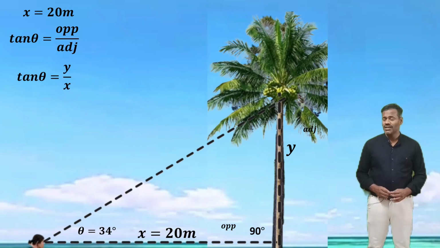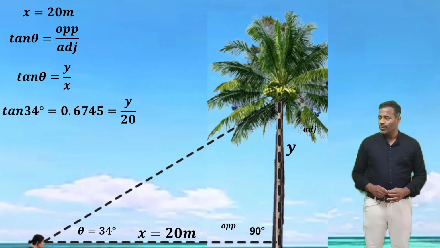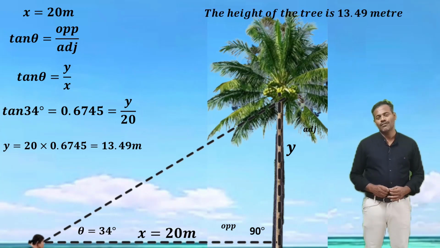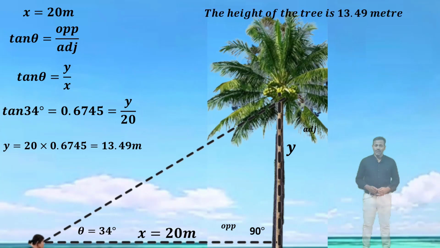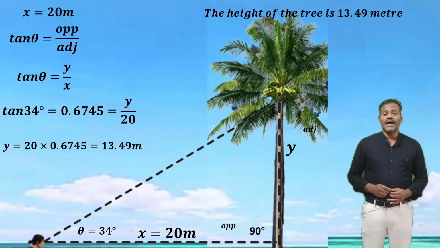And what is y? y is the vertical distance of the tree, right? So tan 34 degrees is equal to y by 20. tan 34 degrees is 0.6745, so 0.6745 into 20 is equal to y. So y is equal to 13.49 meters. Now this is the height of the tree.